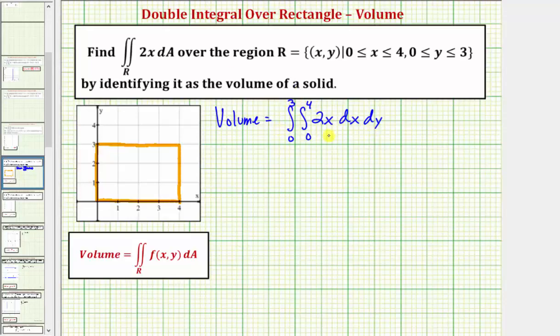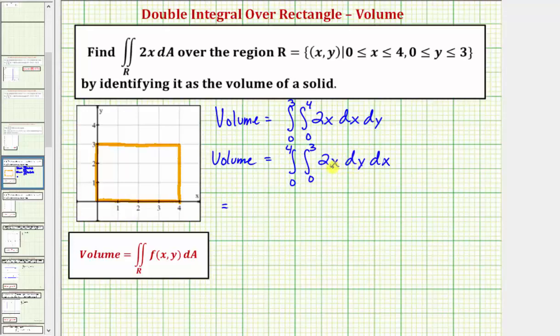This would give us the volume of the solid, but if we change the order of integration, we would also get the volume. We can also write this as the volume is equal to the double integral of 2x. If we integrate with respect to y first, we'd integrate from 0 to 3. Then with respect to x, we integrate from 0 to 4. So it doesn't matter which one of these we use. Let's evaluate the double integral in this form here, which means we integrate with respect to y first.